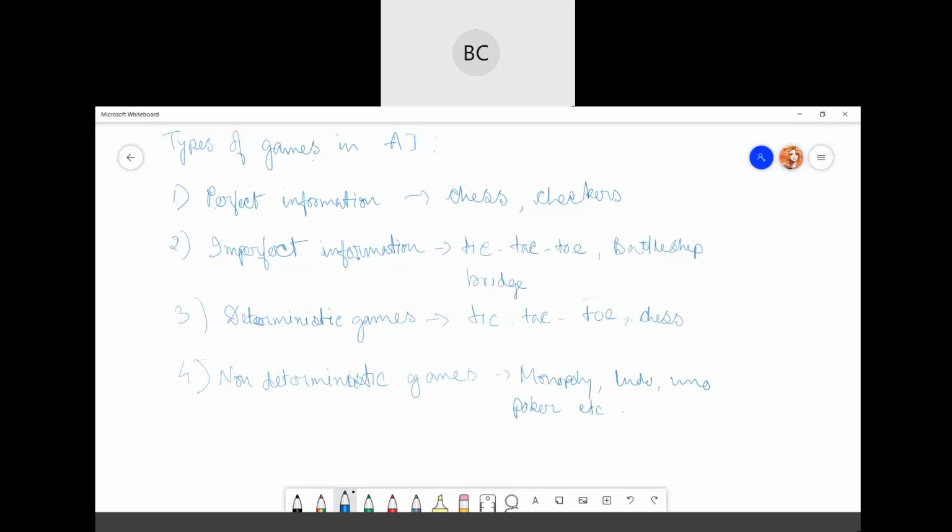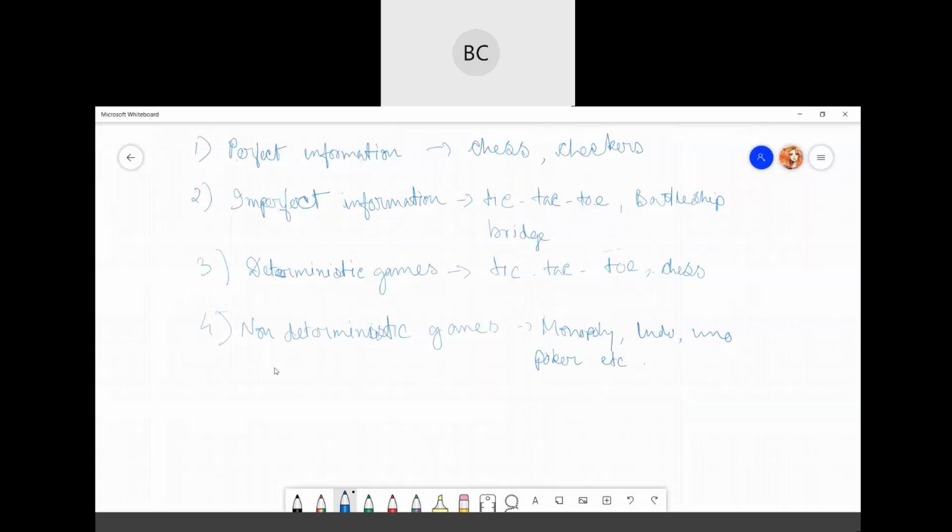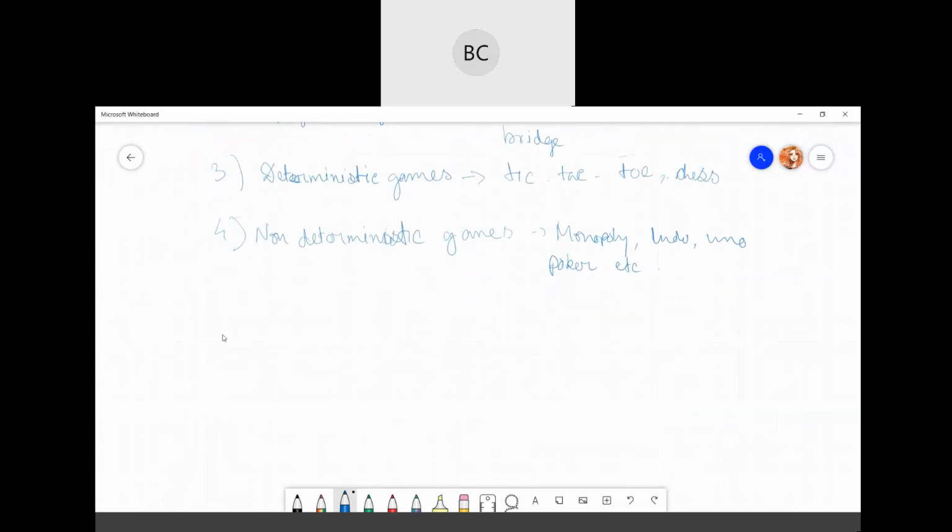So these are four types of games in AI. This can be perfect and deterministic, then some can be perfect but non-deterministic, and some can be imperfect but still deterministic, and again some can be imperfect but non-deterministic. But for adversarial search, we are not going to see all. So basically we will check zero sum game.